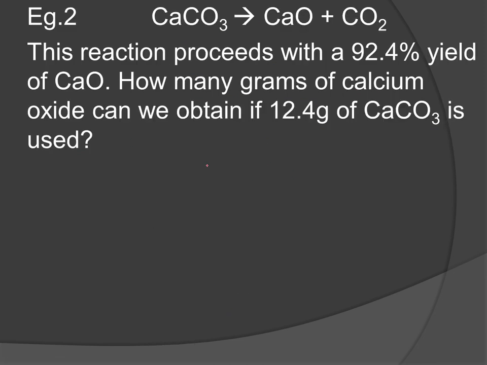Same type of question done slightly differently. Here we have a reaction, and it's saying that normally when you carry out this reaction you get a 92.4% yield. So given a certain setup, this is the percent yield we can expect. We want to know how many grams of calcium oxide, this particular product here, we can obtain if we started with 12.4 grams of calcium carbonate. So we want to know, if we ran through the reaction, how much calcium oxide we could get, knowing that this reaction tends to happen with only a 92.4% yield.